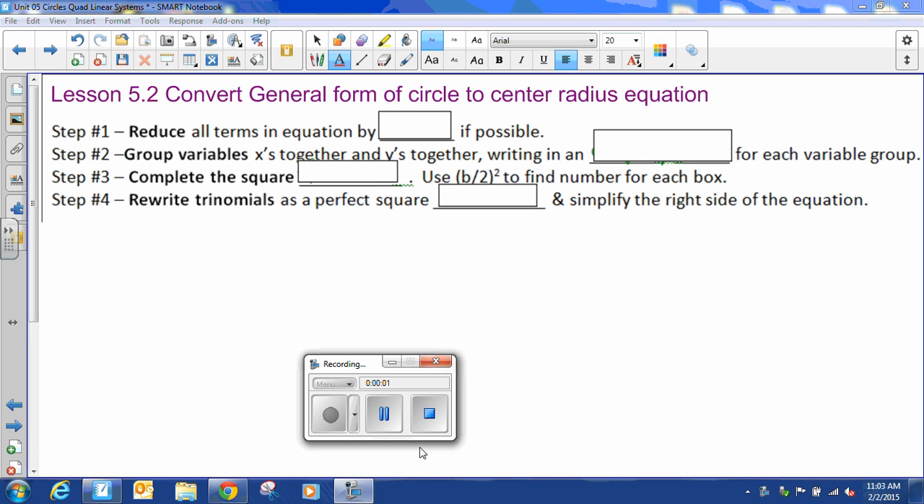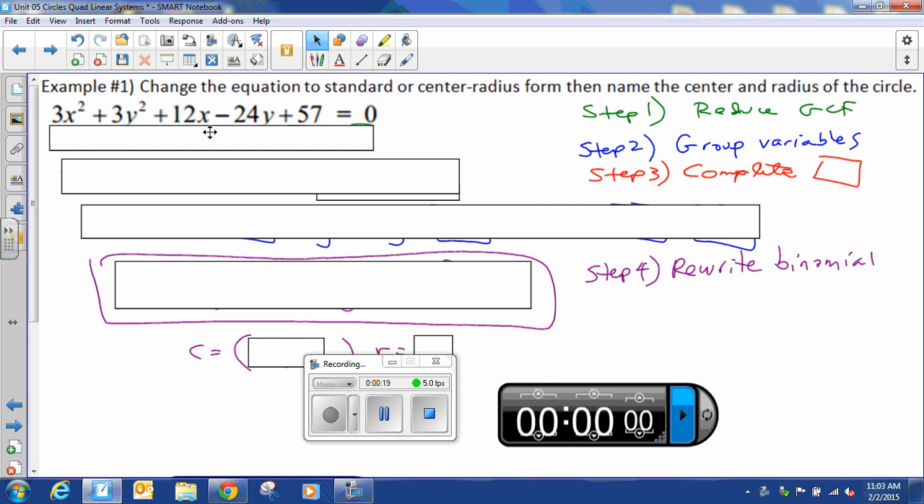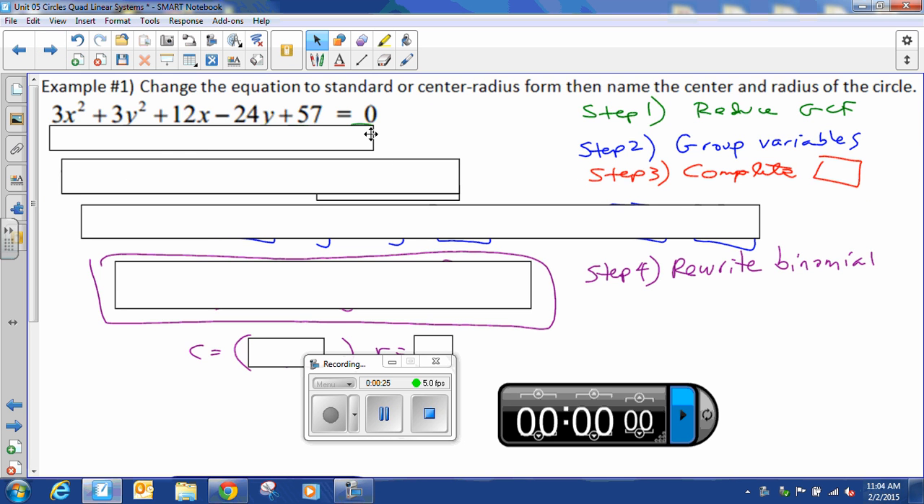Okay, in this lesson we will convert the general form equation of a circle to the center radius form. So, step one, reduce all the terms in the equation by the greatest common factor if possible. So let's look at the example and we'll just go back and forth and apply the step to the equation.